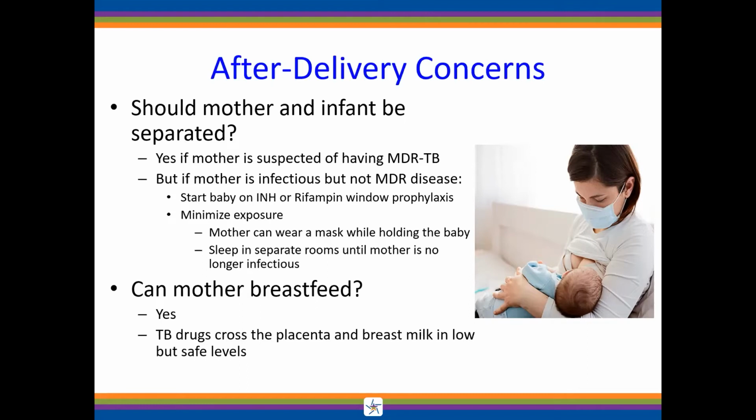A lot of people ask about breastfeeding, and this is also important and should be allowed during treatment for tuberculosis. The medications do cross the placenta and the breast milk in low but safe levels. And certainly we know there are so many benefits to breastfeeding that it's safe for the baby.